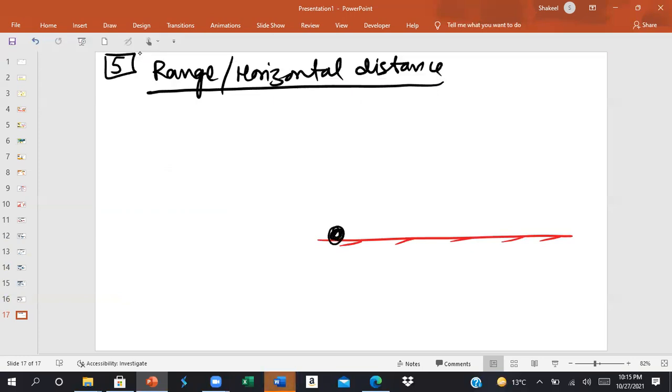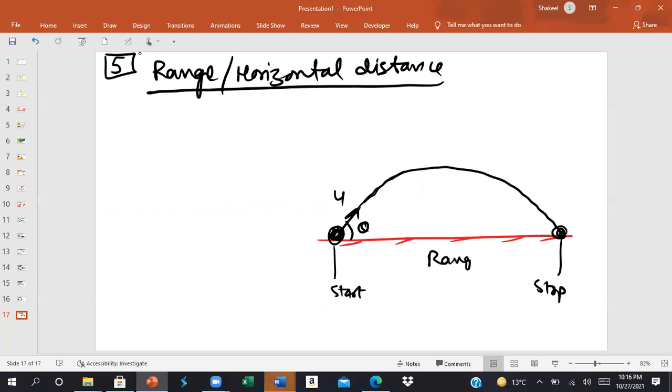So let's say it is launched from here with speed u and angle theta, so it is moving up and landing on the ground over here. So this is your start point and this is your stop point. This is known as range, the distance between start and stop.